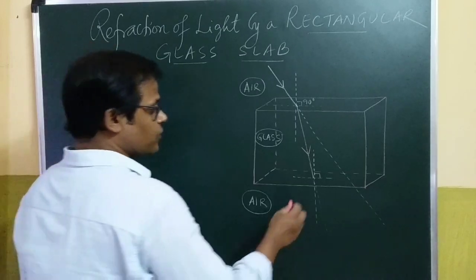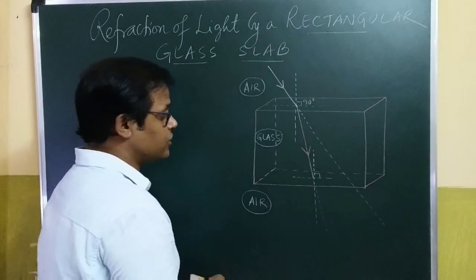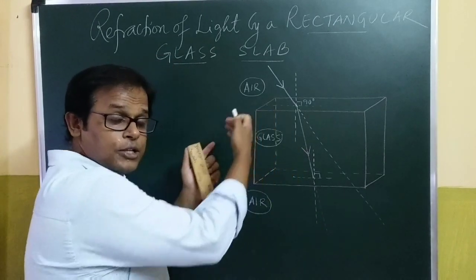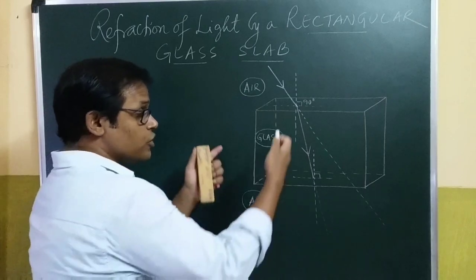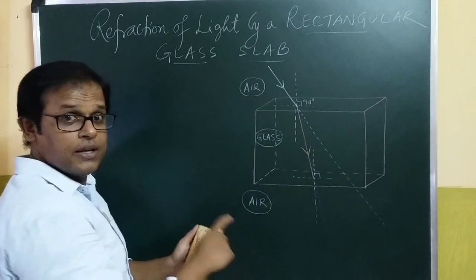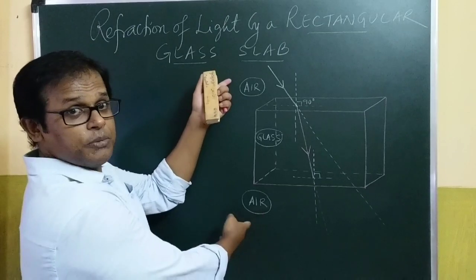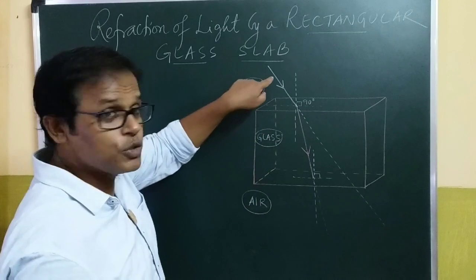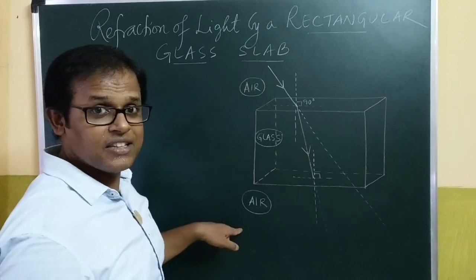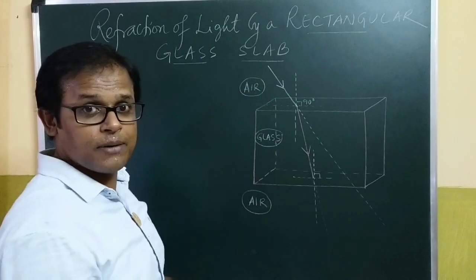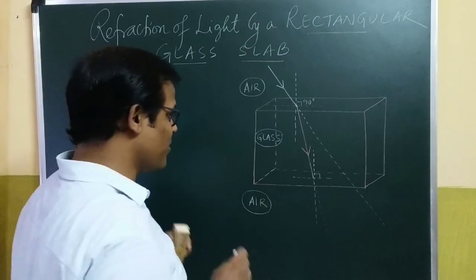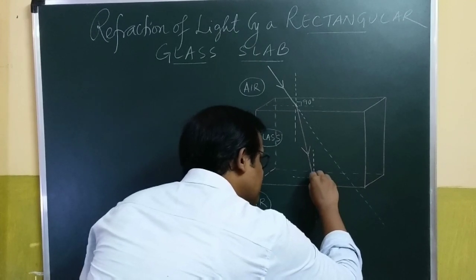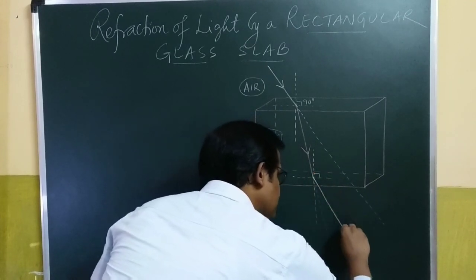Instead of going straight, this ray of light is now going from optically denser to optically rarer medium. So slow speed back to high speed. Mind it, the first and the third medium are exactly the same. It means that the speed of light, what it was in the first medium, should be exactly the same when it comes out of the second parallel face of the glass slab. So you're going to get a ray of light refracting away from the normal. That's it.